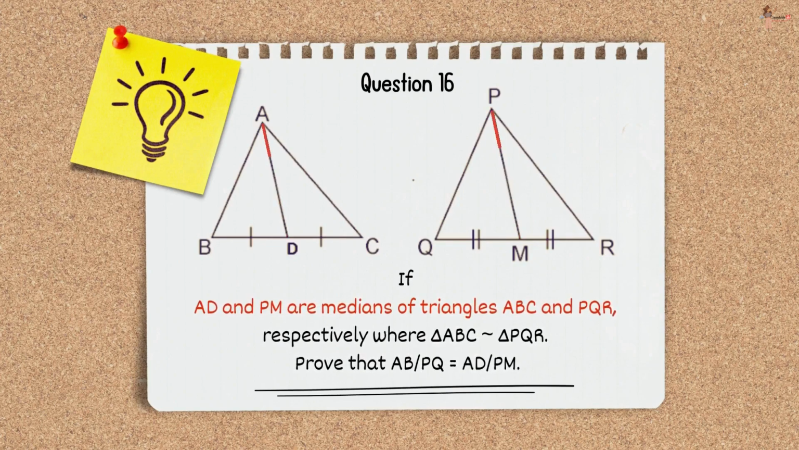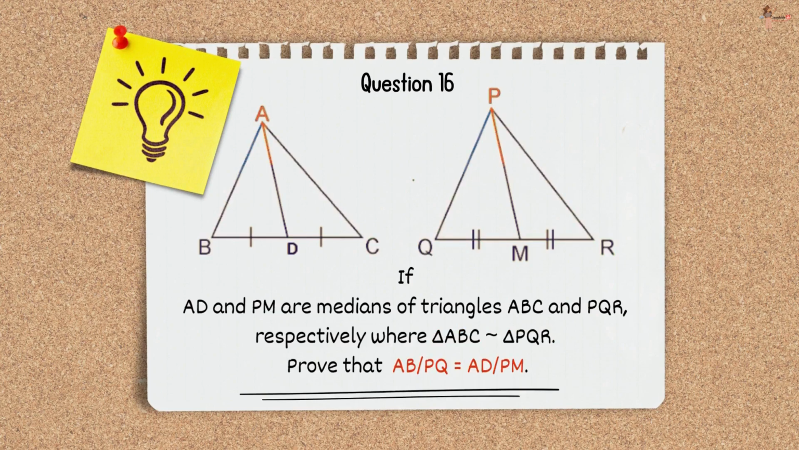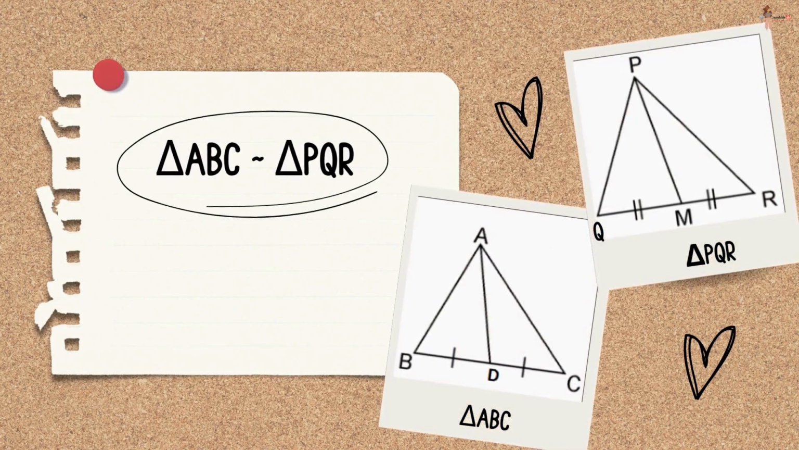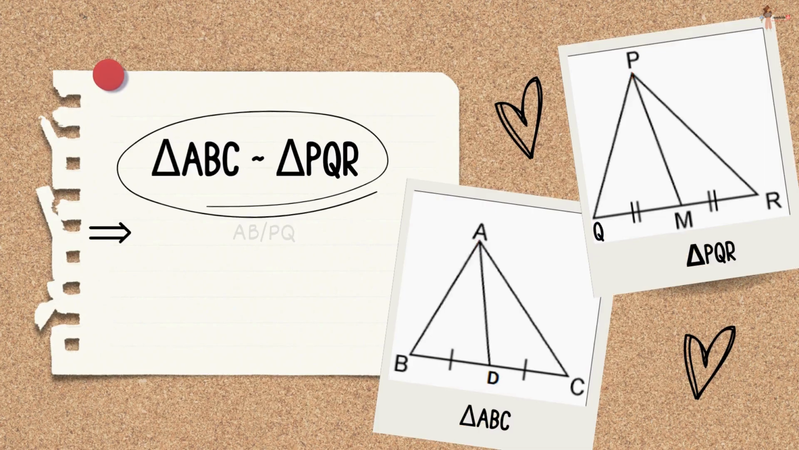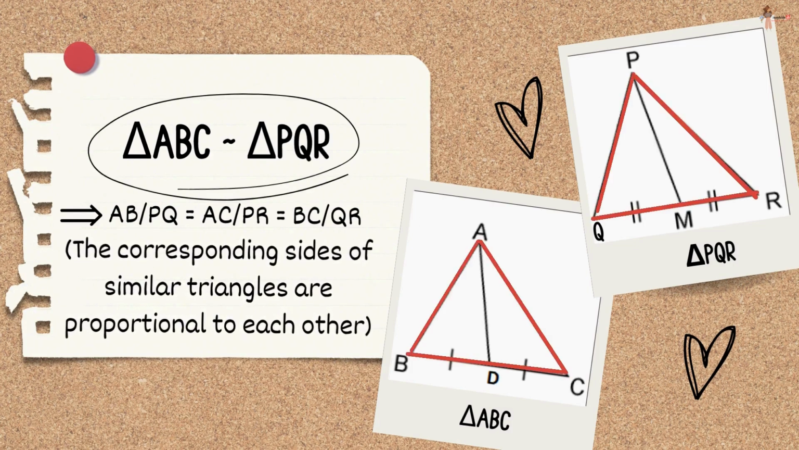If AD and PM are medians of triangles ABC and PQR respectively, where triangle ABC is similar to triangle PQR, prove that AB upon PQ is equal to AD upon PM. Let's see the solution now. We are given that triangle ABC is similar to triangle PQR, which implies that AB upon PQ is equal to AC upon PR is also equal to BC upon QR. Why? Well, because the corresponding sides of similar triangles are proportional to each other, right?